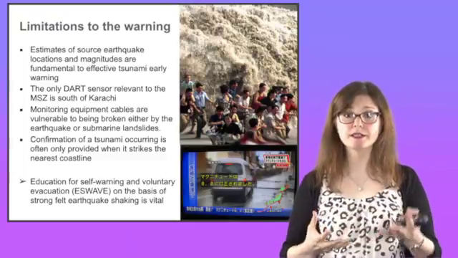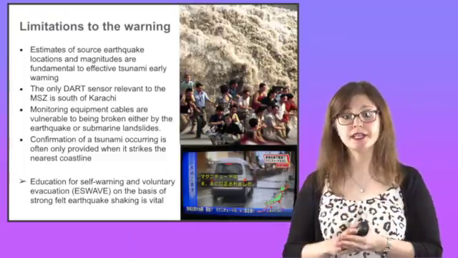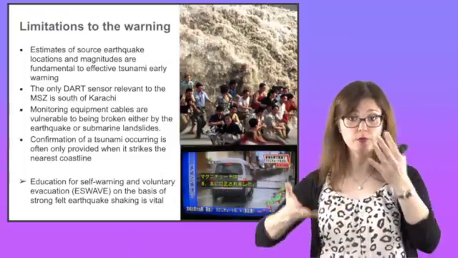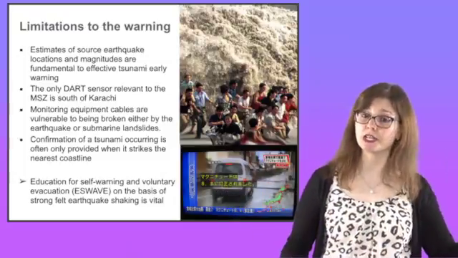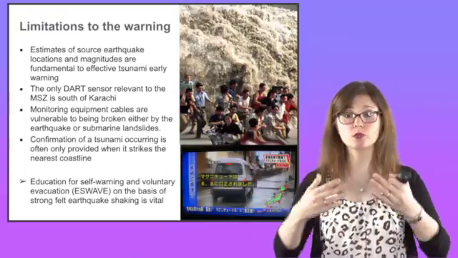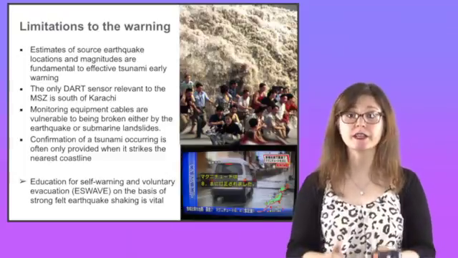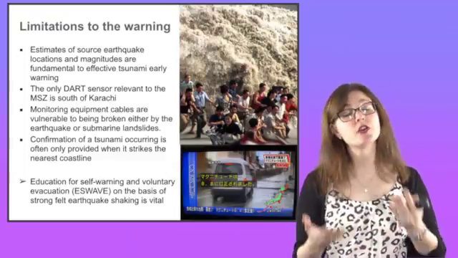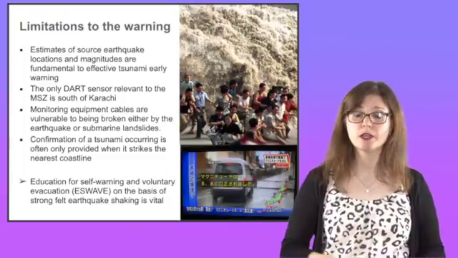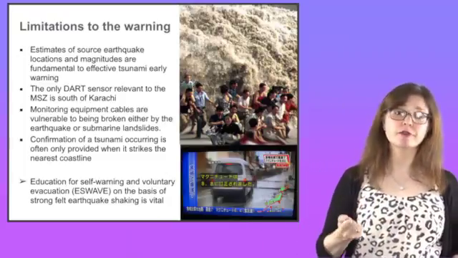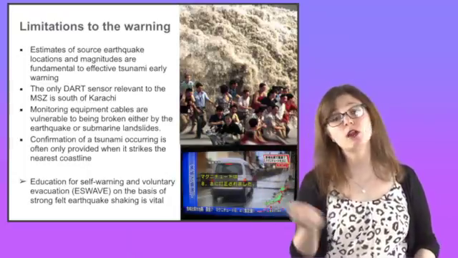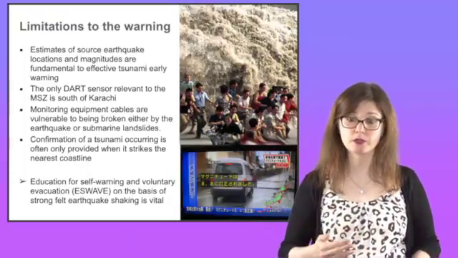The DART sensor in Oman is actually placed near, south of Karachi, so it may not pick up the tsunami wave until it's actually hit Oman. And of course we've got DART cables and all sorts of pressure equipment out at sea measuring this, but those cables can be affected by earthquakes and landslides. So one of the only ways we can confirm a tsunami is going to be generated within a 30-minute timescale is when that wave actually hits the coastline.